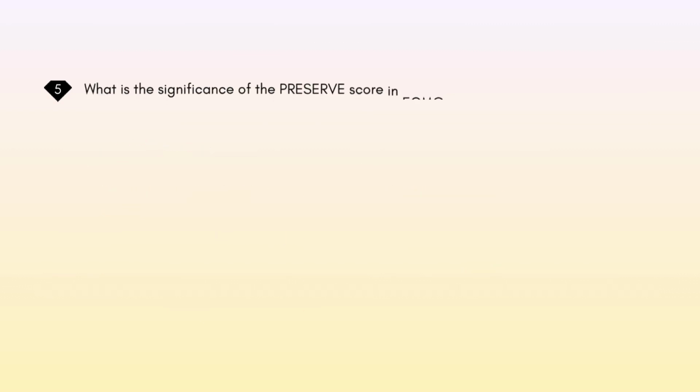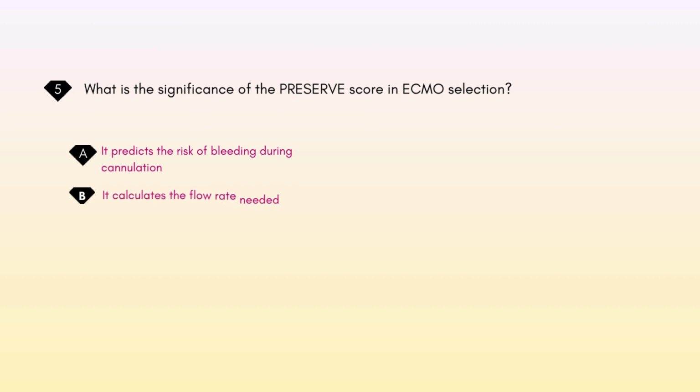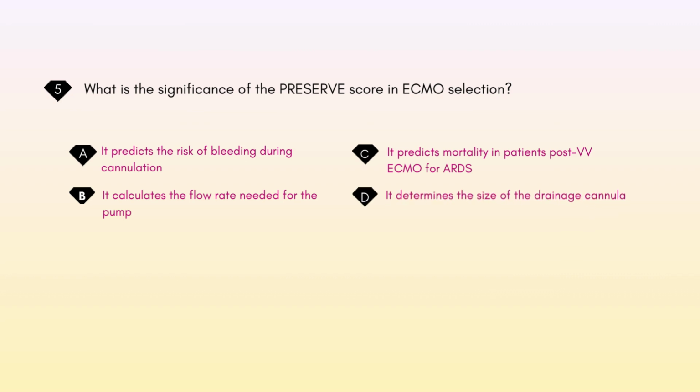What is the significance of the PRESERVE score in ECMO selection? A. It predicts the risk of bleeding during cannulation. B. It calculates the flow rate needed for the pump. C. It predicts mortality in patients post-VV ECMO for ARDS. D. It determines the size of the drainage cannula. Answer: C. It predicts mortality in patients post-VV ECMO for ARDS.